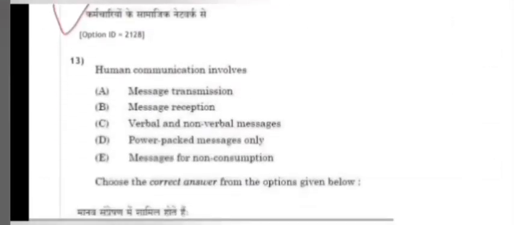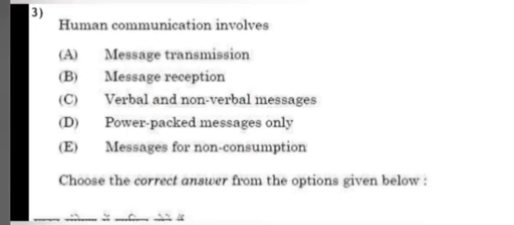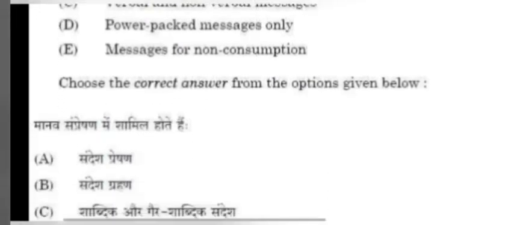Number 4 done. Next, human communication involves what? Message transmission, message reception, verbal and non-verbal messages, power pack messages only, messages for non-consumption. So you have to choose now options ABC, BCD, BDE, SEE. It will be number BCD. These three will be correct. Moving on to other question.